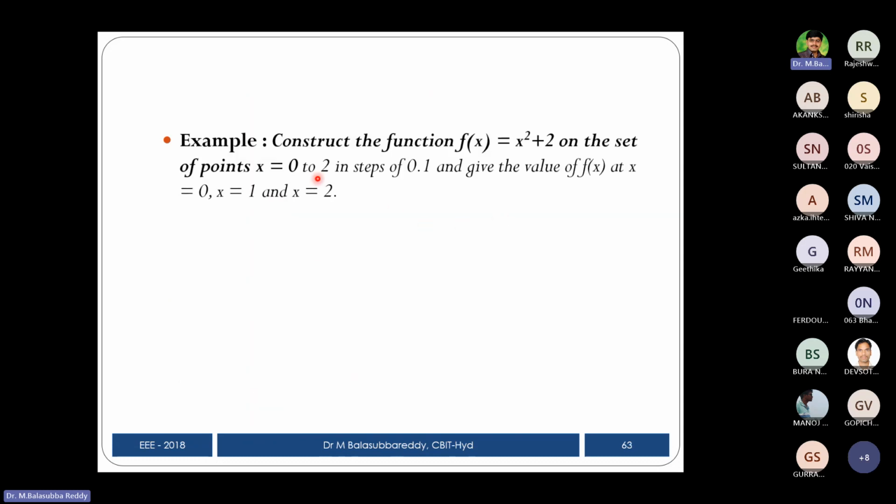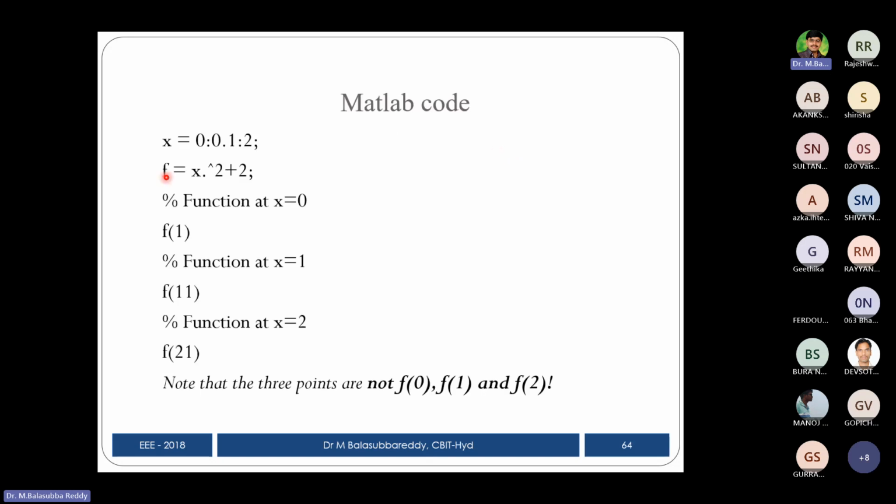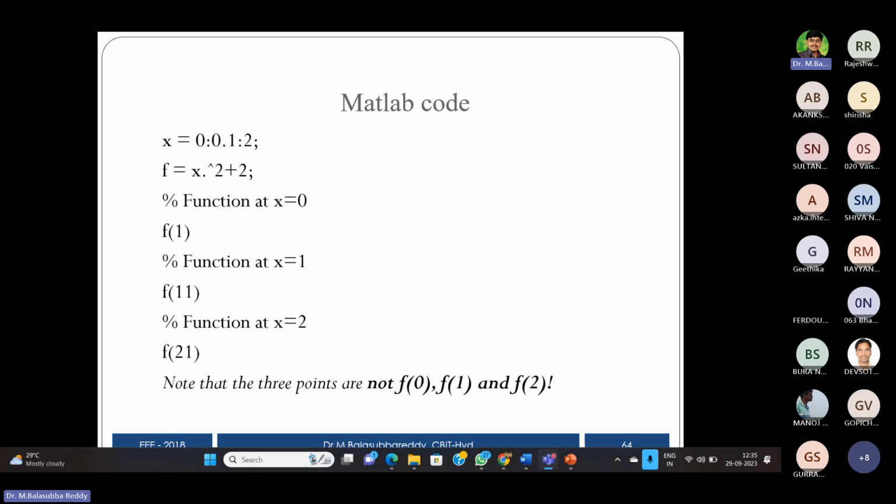Now, how to solve this problem? X is 0 to 2 in steps of 0.1, and find what is f of x at x equal to 0, 1 and 2. So first you have to create that vector. Let it be 0 to 2. And now you have to calculate the f function at x of 0.